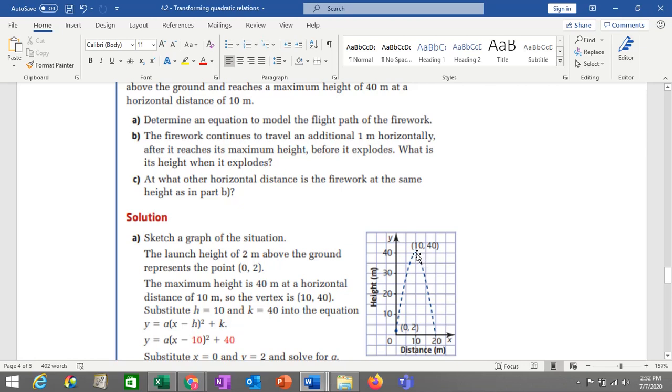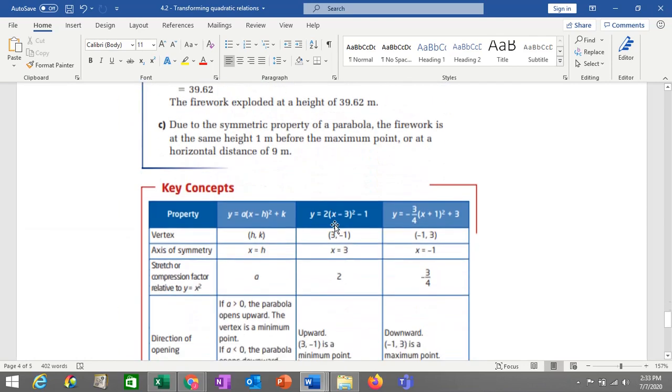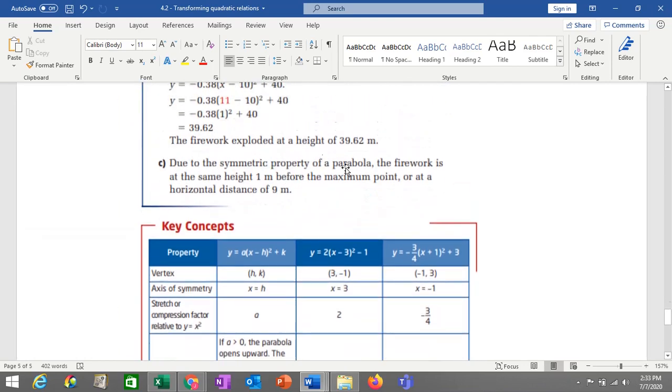So the same should be true if you go the other way. If you go 1 to the left of 10, your height should be the same, 39.62. So if 10 plus 1 is 11, 10 minus 1 is 9. So the other horizontal distance is 9. You don't even have to do any calculations, really, other than 10 minus 1. You just have to understand how the symmetry works. Okay, so due to the symmetric property of a parabola, the firework is the same height 1 meter before the maximum point, or at a horizontal distance of 9 meters.